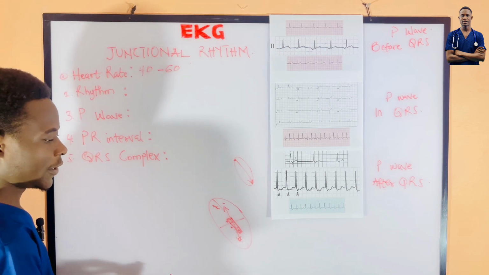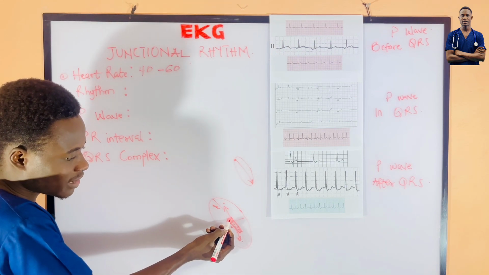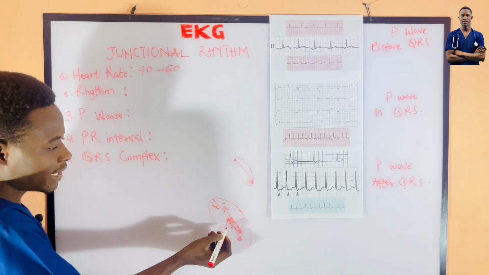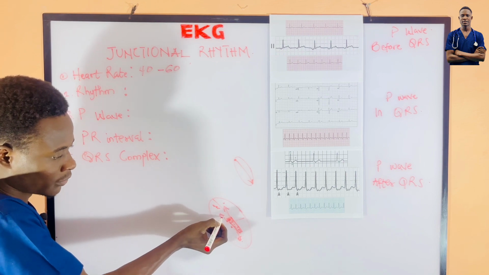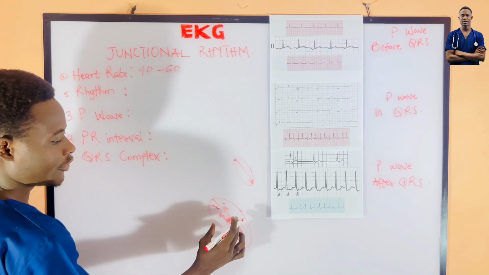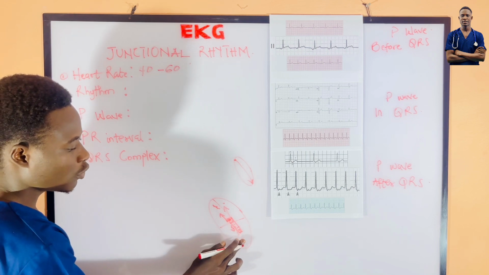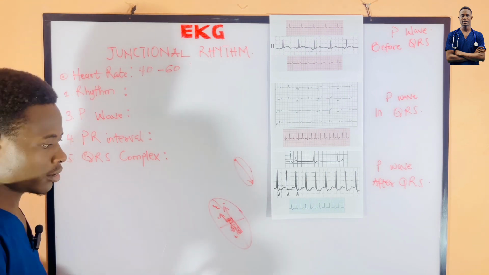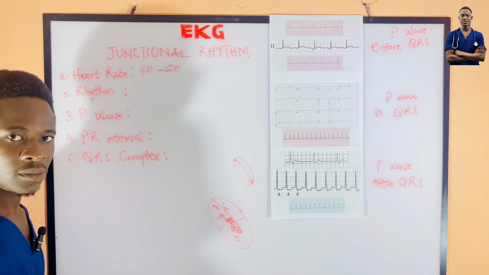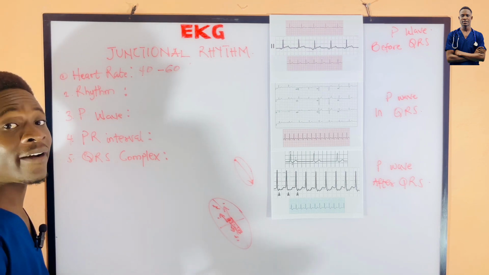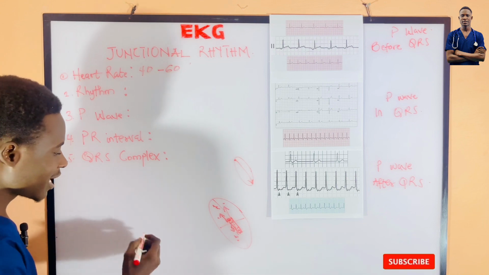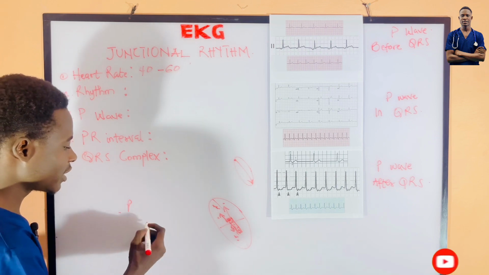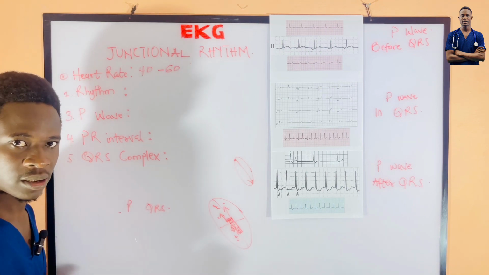Now let's look at something over here. When you generate the electrical impulse at the first portion of the AV node, then the movement of the vector depolarizing the atria, and then the movement of the vector depolarizing the ventricle, the atria is going to be depolarized first before the ventricle. Are we clear with it? And when the atria depolarize first before the ventricle, you get a P wave. You get a P wave before generating a QRS complex. Are we clear with it?